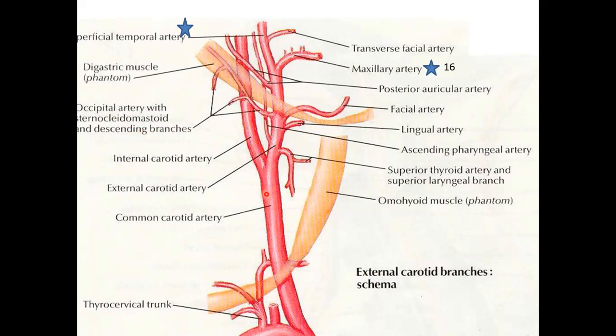So it was superior thyroid, ascending pharyngeal, lingual, facial, posterior auricular, occipital, and then maxillary and superficial temporal. And I guess it helped me because I paired them. I remembered superior thyroid and ascending pharyngeal dealing with things mostly in the neck, lingual and facial dealing with the mandibular area, posterior auricular and occipital dealing with the ear and the back of the skull, and then maxillary and superficial temporal artery being the 2 terminal branches. But yeah, make sure you know those just in case.